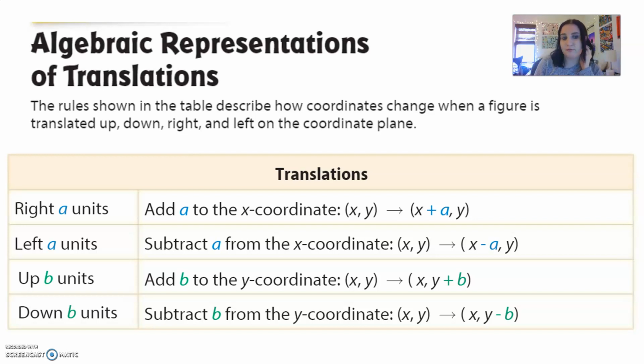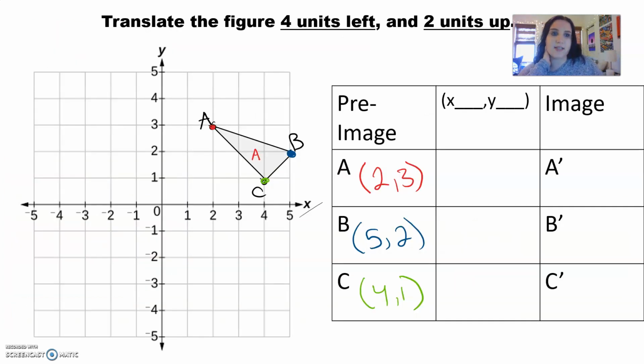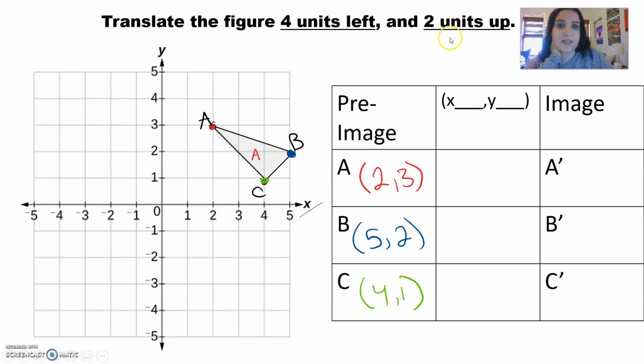So down at the bottom are the rules, and I'm going to refer back to these rules while doing the example problem. So here is the example, and I want to translate this figure 4 units to the left and 2 units up. I'm going to start by doing it algebraically using the ordered pairs, and then I'll verify it by actually physically moving the figure. So the pre-image coordinates are there, and I want to know what process I need to take in order to find the coordinates of the image.